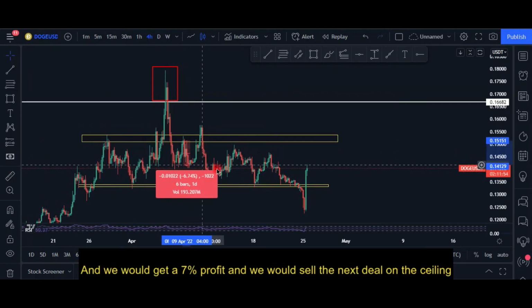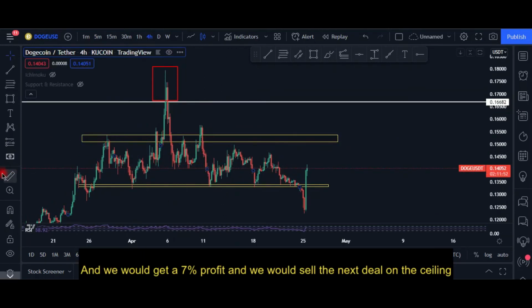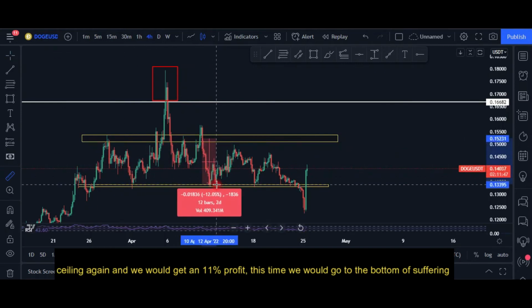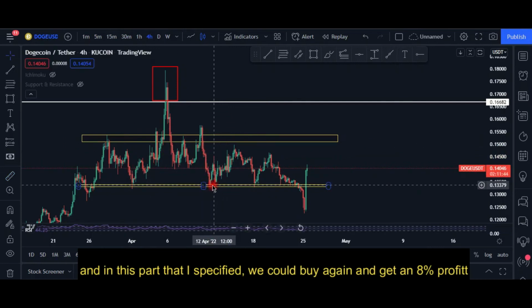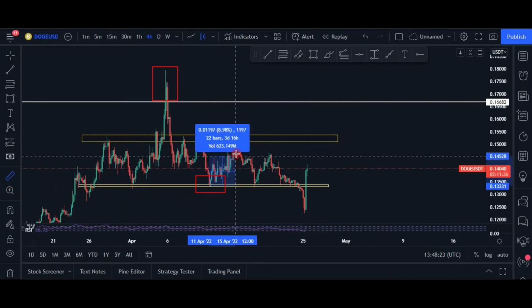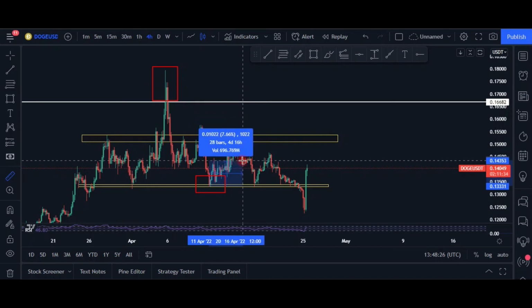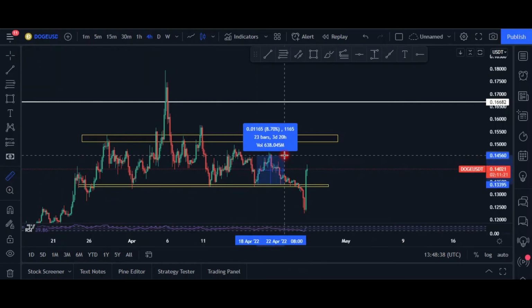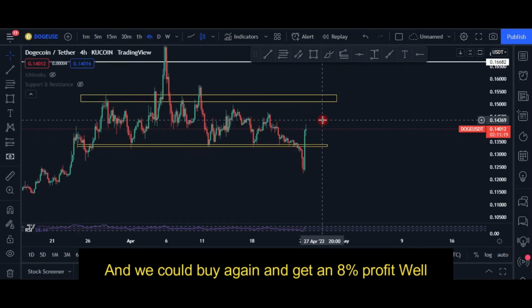And we would get a 7% profit, and we would sell the next deal on the ceiling again, and we would get an 11% profit. This time we would go to the bottom of suffering, and in this part that I specified, we could buy again and get an 8% profit. And we could buy again and get an 8% profit.